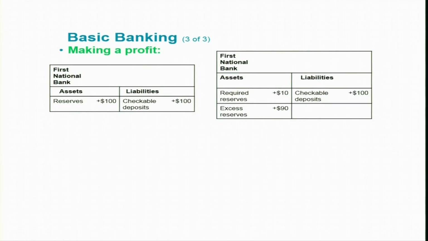So now let us see how a bank makes profit. By a very simple example illustration, we are going to show how a bank makes profit. So you can see that in the case of the first bank, the reserves have increased by $100, and we also see that the liabilities have increased by $100.